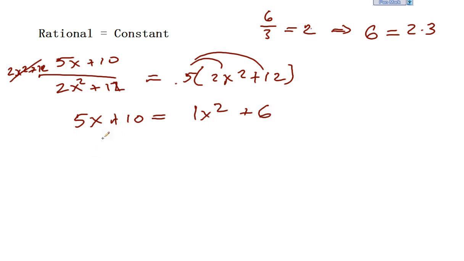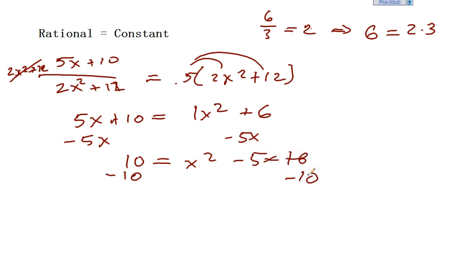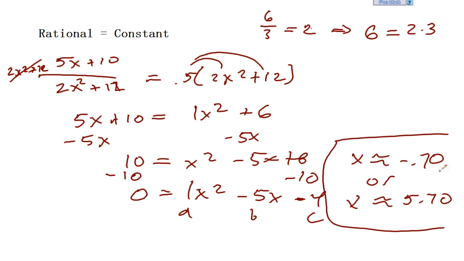6. And now I have a quadratic, so I am going to have to isolate all of my terms to one side. And I will do that by subtracting 5x first. And you can subtract 10 first if you want, but you get x squared minus 5x plus 6. And then I subtract 10 to get 0 on the left-hand side, and I get 0 equals x squared minus 5x minus 4. So now I can notice that a is 1, b is negative 5, c is negative 4. And I'd put it into my quadratic formula, and I would get that x is about negative 0.70, or x is about 5.7. So those are the two solutions I would get.